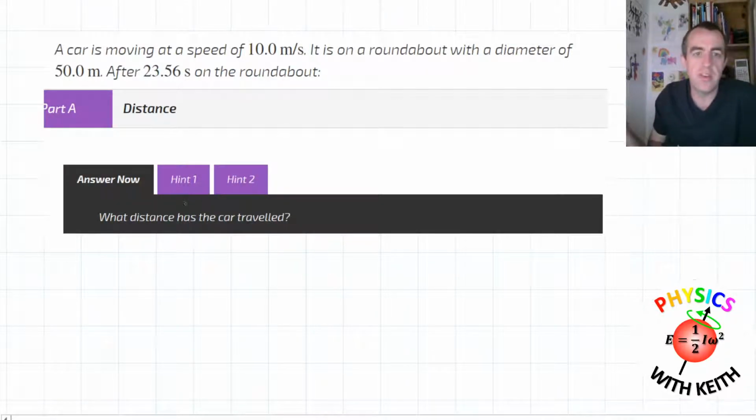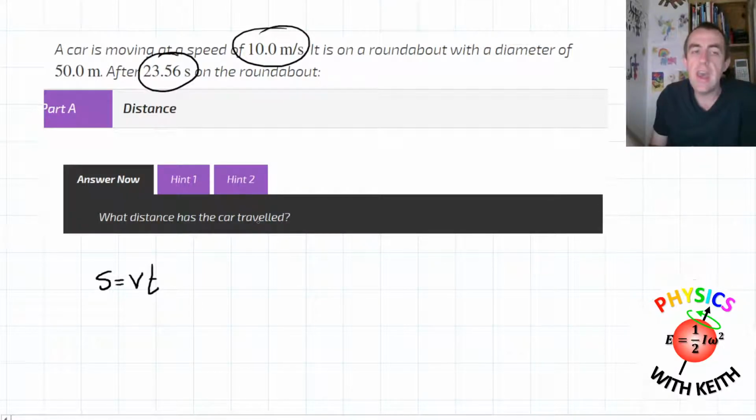that's the thing, and we want to know the distance the car has travelled. So it's the same equation as last time, distance equals speed multiplied by time. And we've got the speed and we've got the time. It says that the car's moving at a speed of that, and after that far on the roundabout, how far has it travelled? We don't really care about the diameter of the roundabout. It's sort of irrelevant for this, to be honest with you, because we've got this distance, we've got the speed, and we've got the time, so we can just multiply those two together.